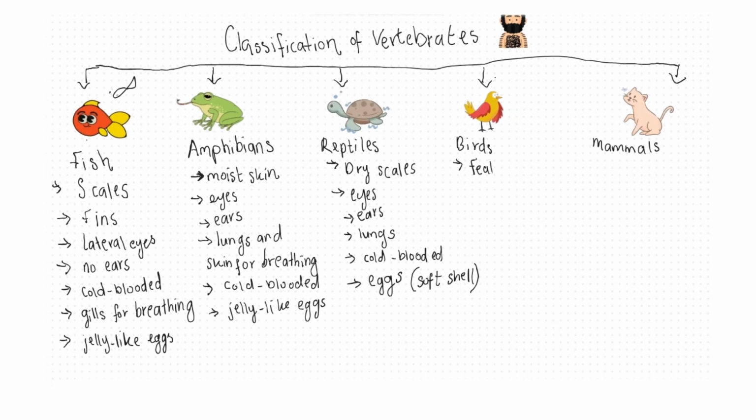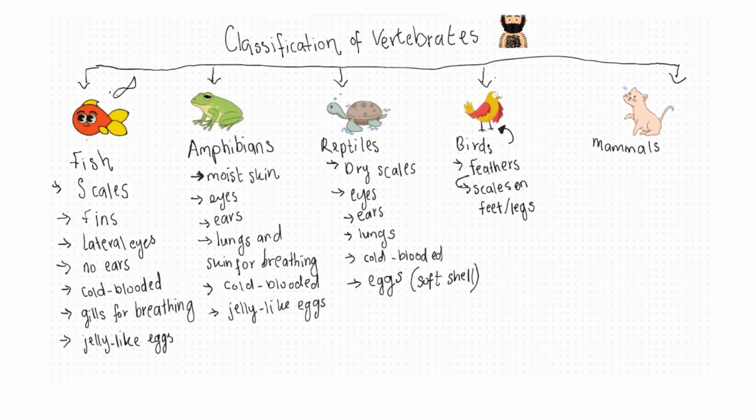Okay, let's move on to birds. So birds, they're very easy to identify because of their feathers. But you might question their legs. Yes, their legs do have scales. Their feet and legs have scales. But again, if you look at them, they have feathers, and they also have wings. So it's very easy to identify that they're not fish, they're not amphibians, they're not reptiles.